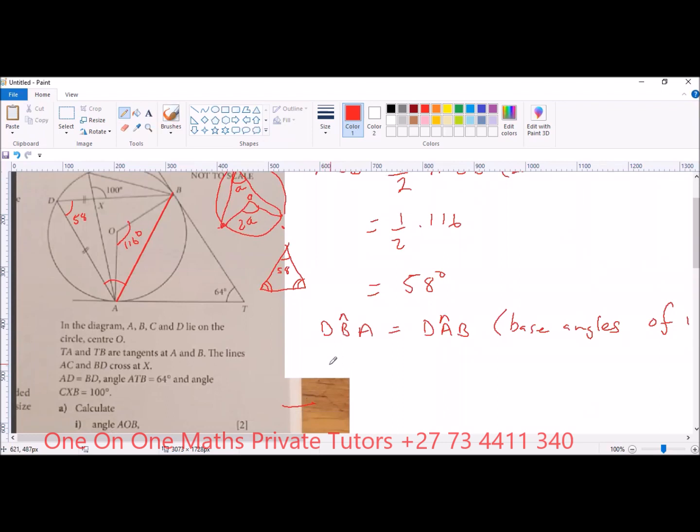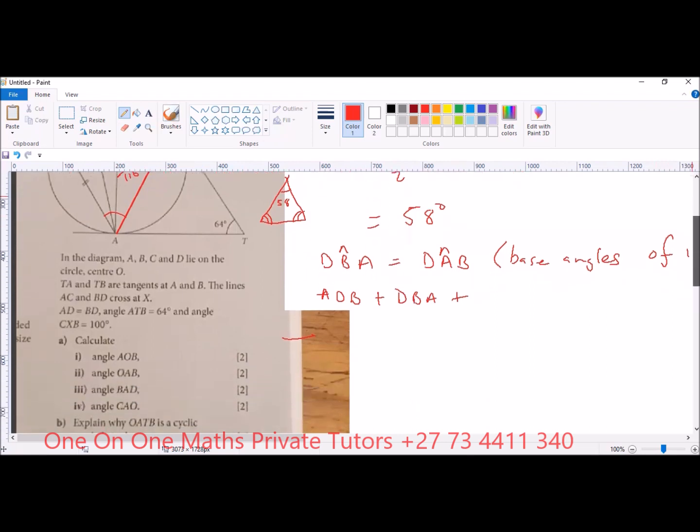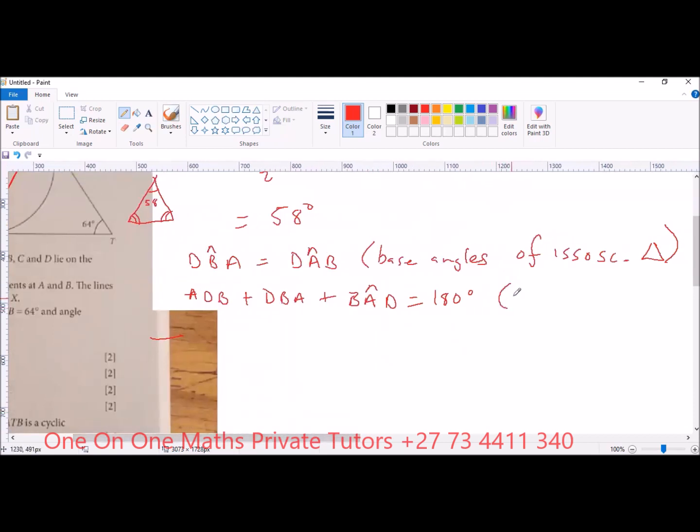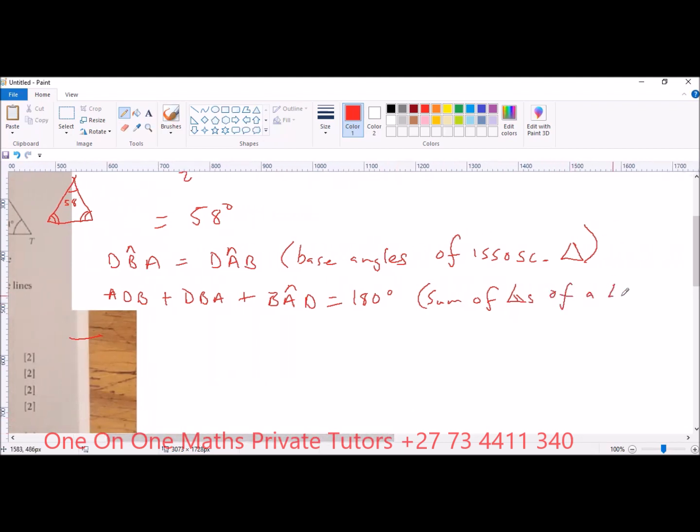Okay. So we can say ADB, which is this angle at D, plus DBA plus the one we are looking for, BAD or DAB, it's the same, all those are equal to 180 degrees. Reason: sum of angles of a triangle.